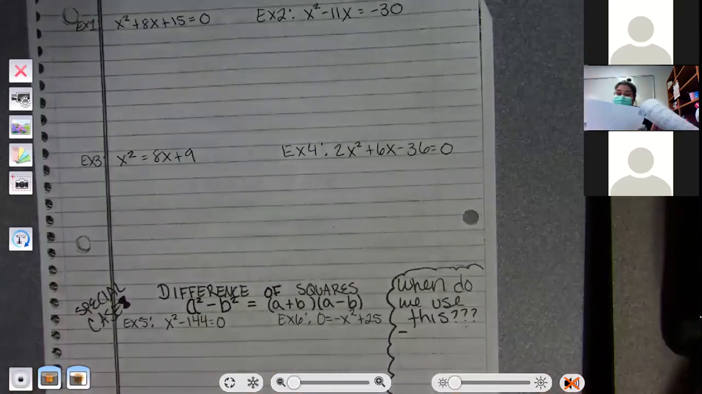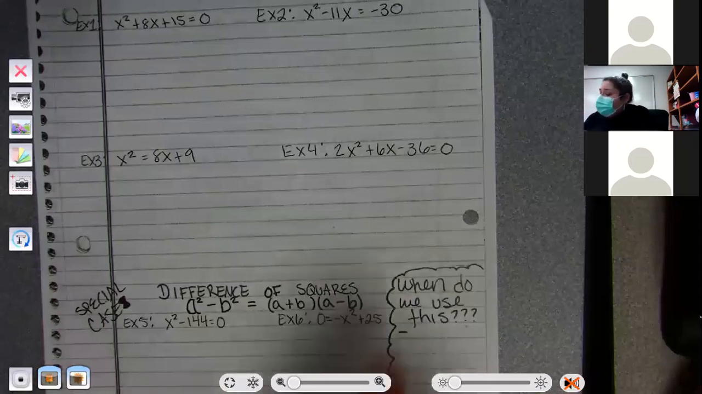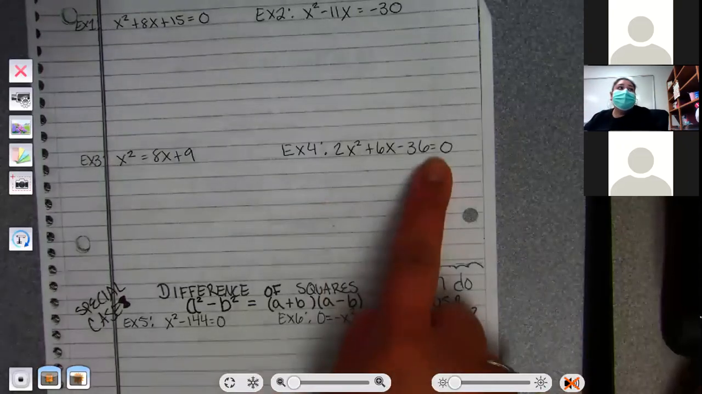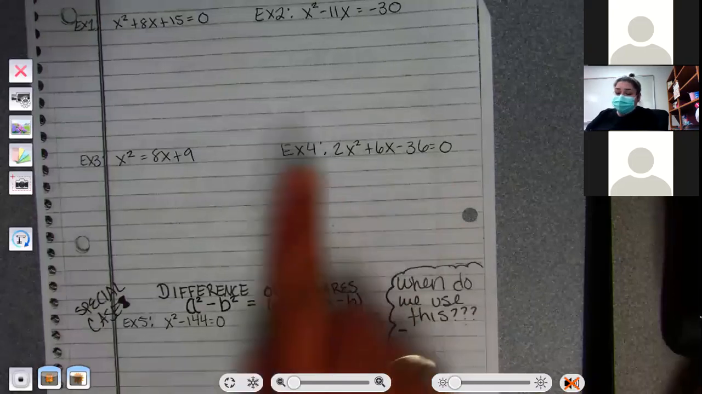So for example 4, what is the first thing we should check for? Type it in the chat. What is the first thing we should be checking for? You have the steps in front of you. Okay, if it equals 0, which it does, good job. So then now, what can I check for?